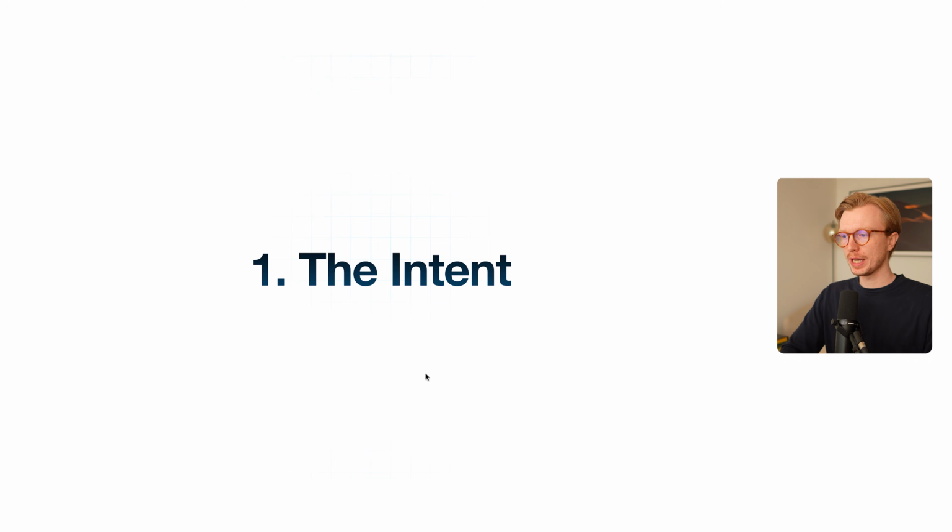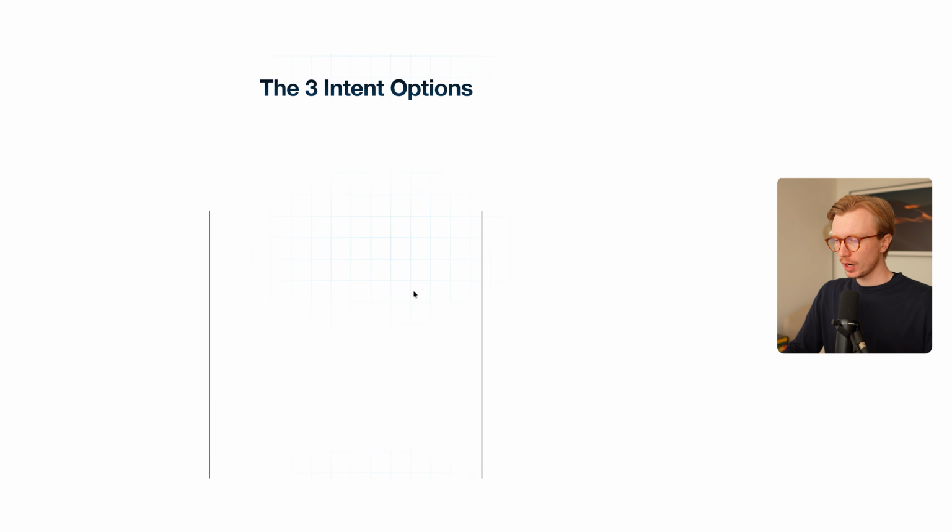Okay, number one right here, the intent. So what is this intent? What are we trying to read essentially? Okay, well, there are three intent options, right? And this is very basic. We're first going to lay out all the different possibilities, and then we're going to see how we can spot the different possibilities that are playing out. So what do I mean by that? Well, again, the three intent options.